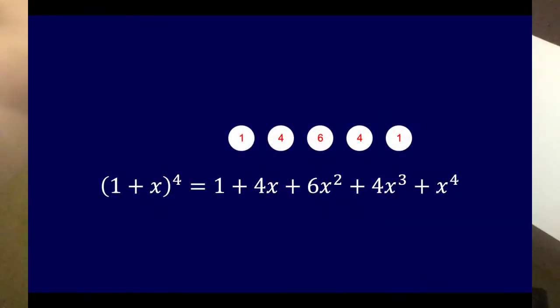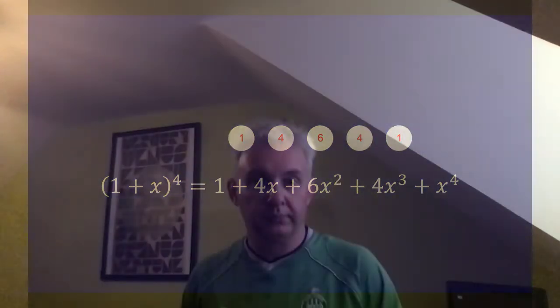The first place most people come across Pascal's triangle is in the binomial expansion. The nth row of the triangle gives the coefficients in the expansion of (1 plus x) to the power of n. For example, (1 plus x) to the power of 4 is 1 plus 4x plus 6x squared plus 4x cubed plus x to the power of 4.